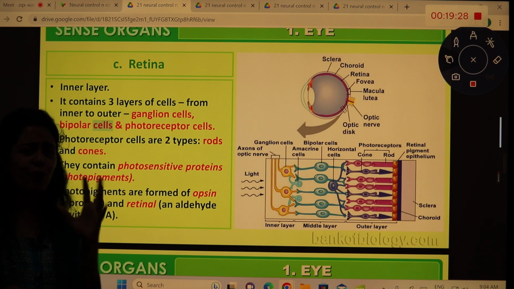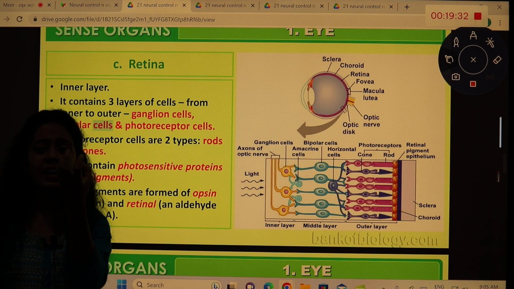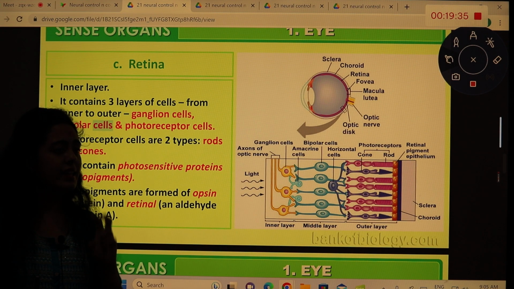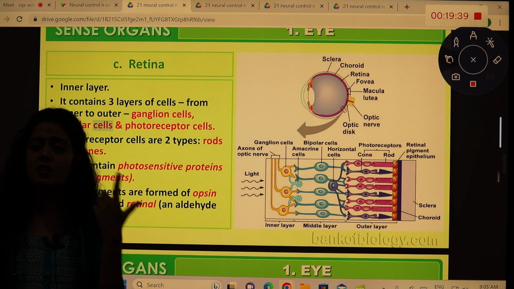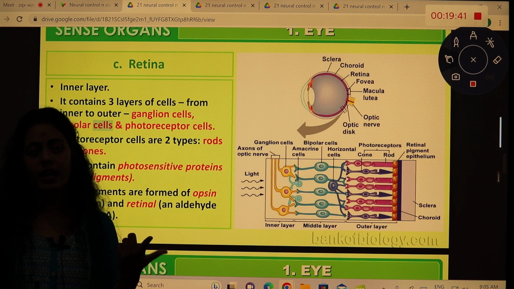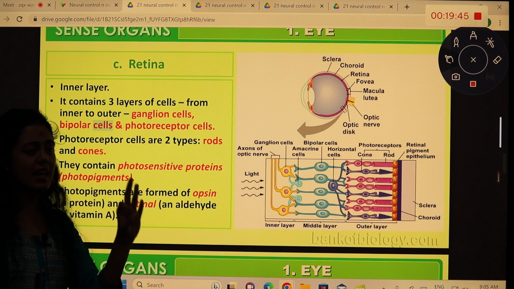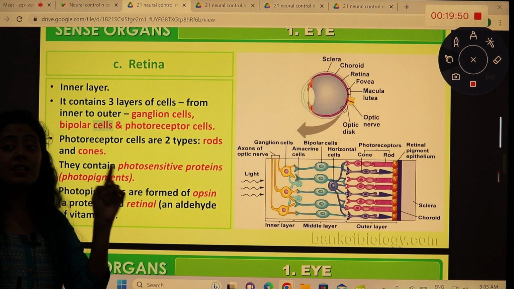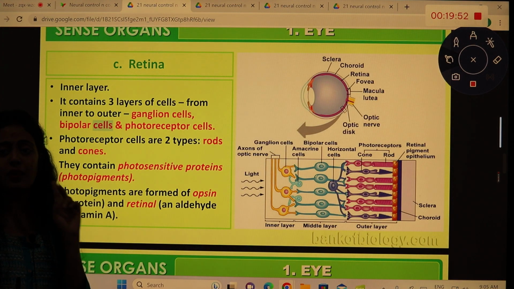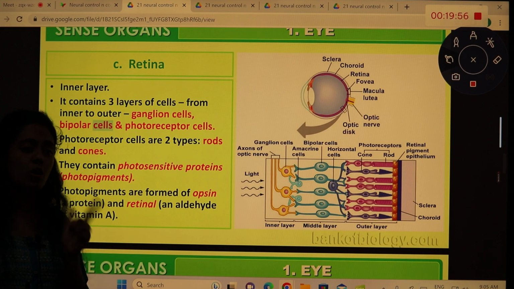Okay. Photo means what? Light. Correct? Receptor means what? They are receptive to light. Okay, there are 2 kinds of photoreceptor cell. One is rods, another one is cones. Okay, I repeat, the retina is a neural layer made up of 3 layers. What are the layers? Ganglion, bipolar and photoreceptor cells. Of these, photoreceptors are very important. There are 2 types of photoreceptor cell. One is your rods, another one is your cones.